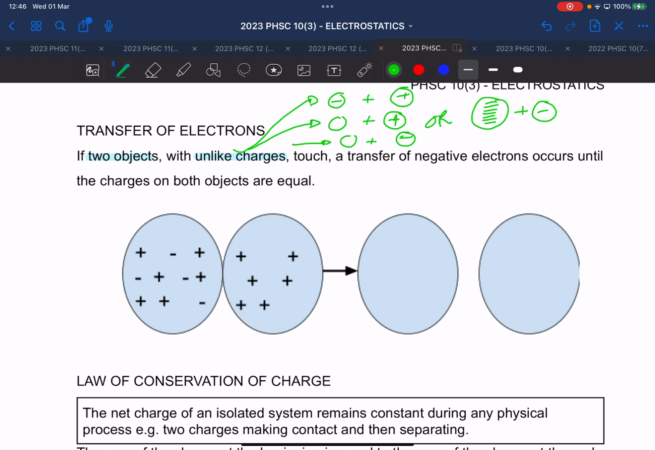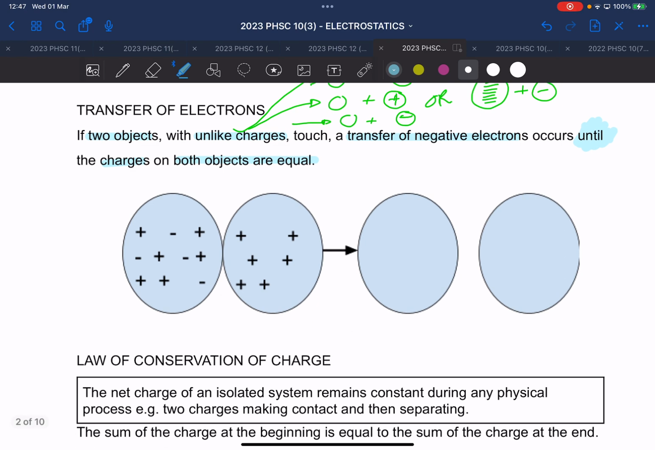Okay. So when they touch, or when they're brought close to one another, then there is a transfer of negative electrons. So electrons are transferred. Until when? When does it stop transferring? Until the charges on both objects are equal. So it doesn't say until they are zero or until they are neutral. No. Until they are equal to one another.